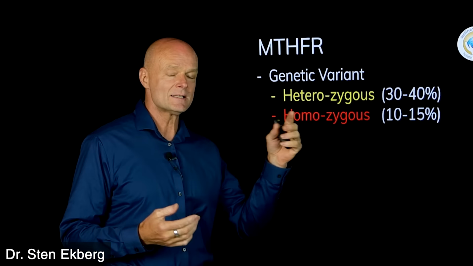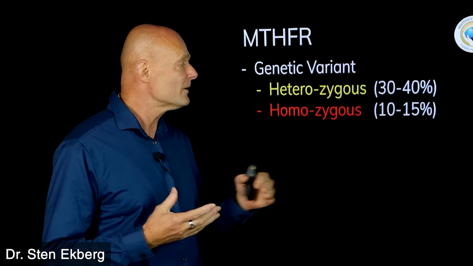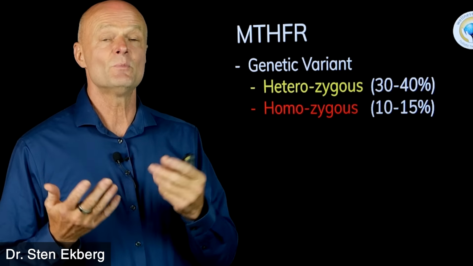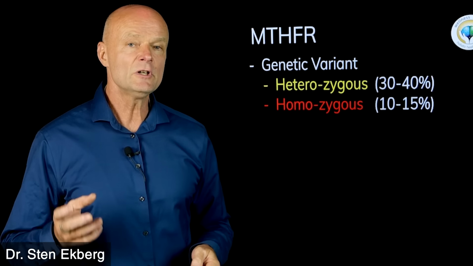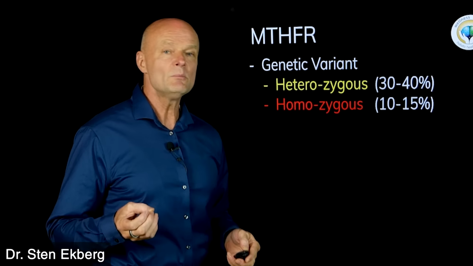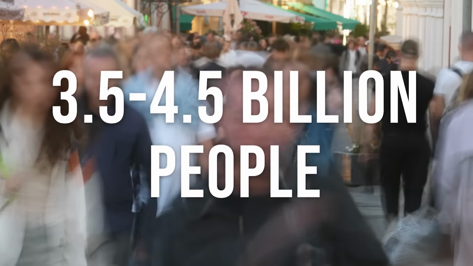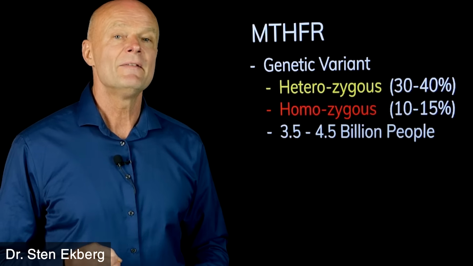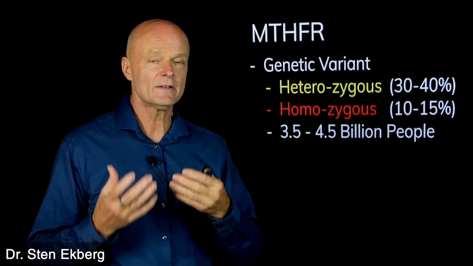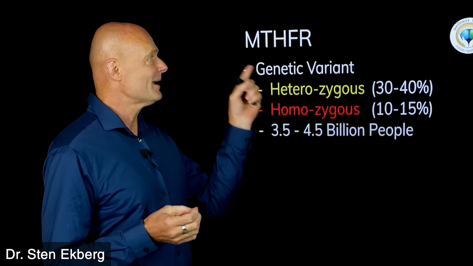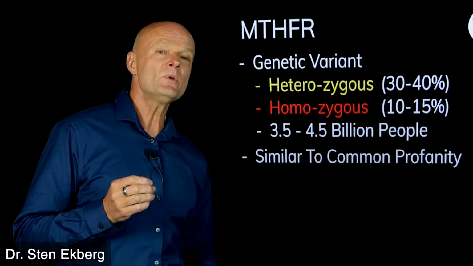However, if you're homozygous, then both the genes from your mom and your dad are affected. They're not working as well as they should. And now you are severely affected, so your tendency for homocysteine to build up is going to be much higher. If you look at those numbers, you realize how incredibly common this is. We're talking about 3.5 to 4.5 billion people in the world that have this genetic variant where they're not converting homocysteine properly.